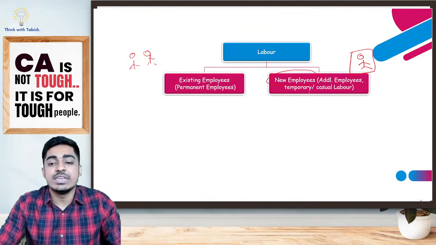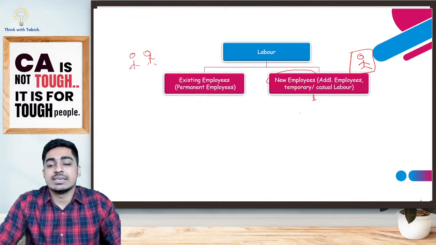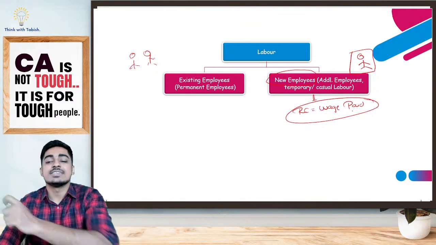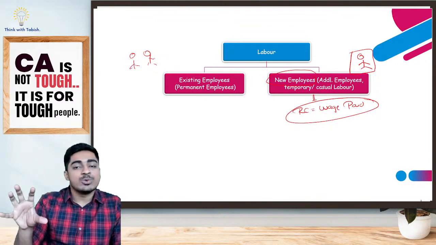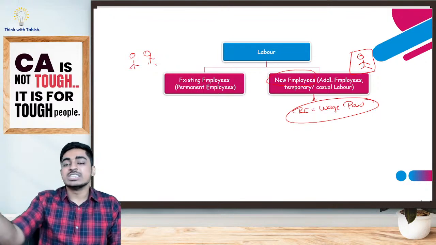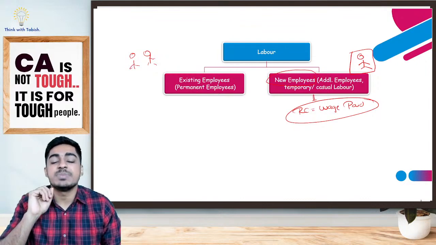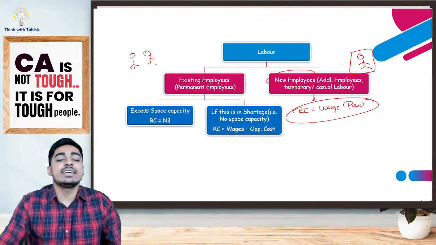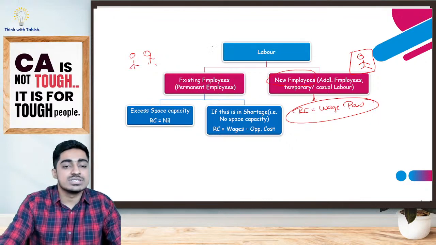So if I'm hiring a new employee, an additional employee, a casual employee, the relevant cost will be the wage paid, whatever amount I am paying him. Clear, students? Suppose I am hiring a new employee, I have to make the wage payment. This wage payment I am incurring specifically because I am taking a decision. So whatever wage is paid will be relevant. But if it is an existing employee, I'll see if there is spare capacity available or if he is working. Suppose we have two employees.